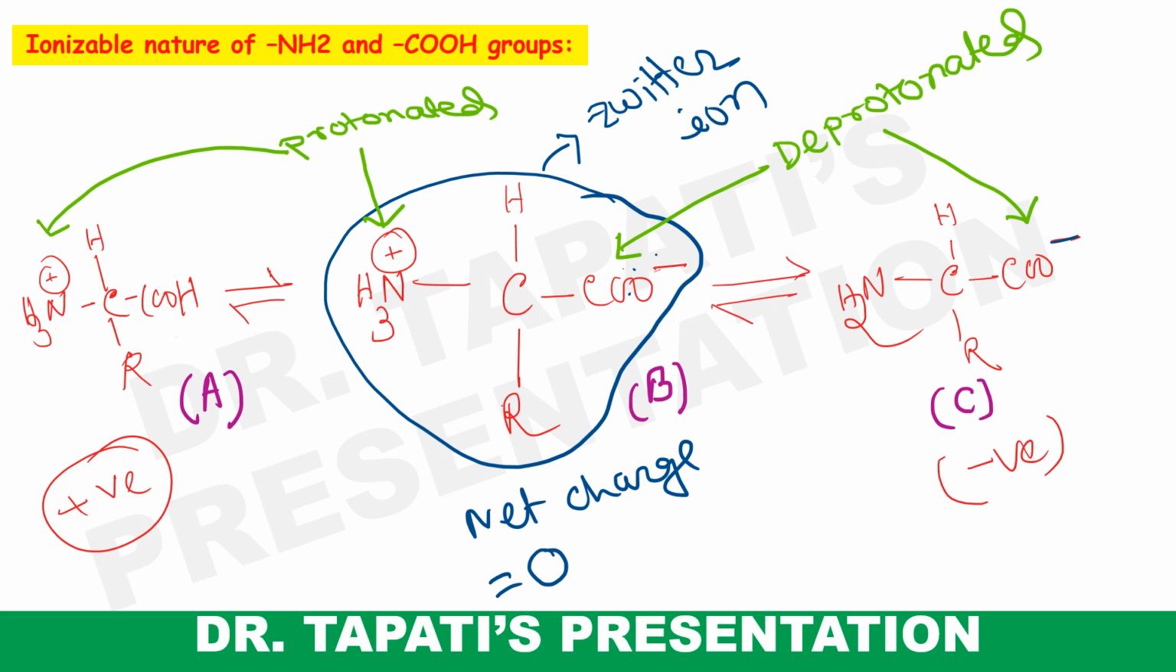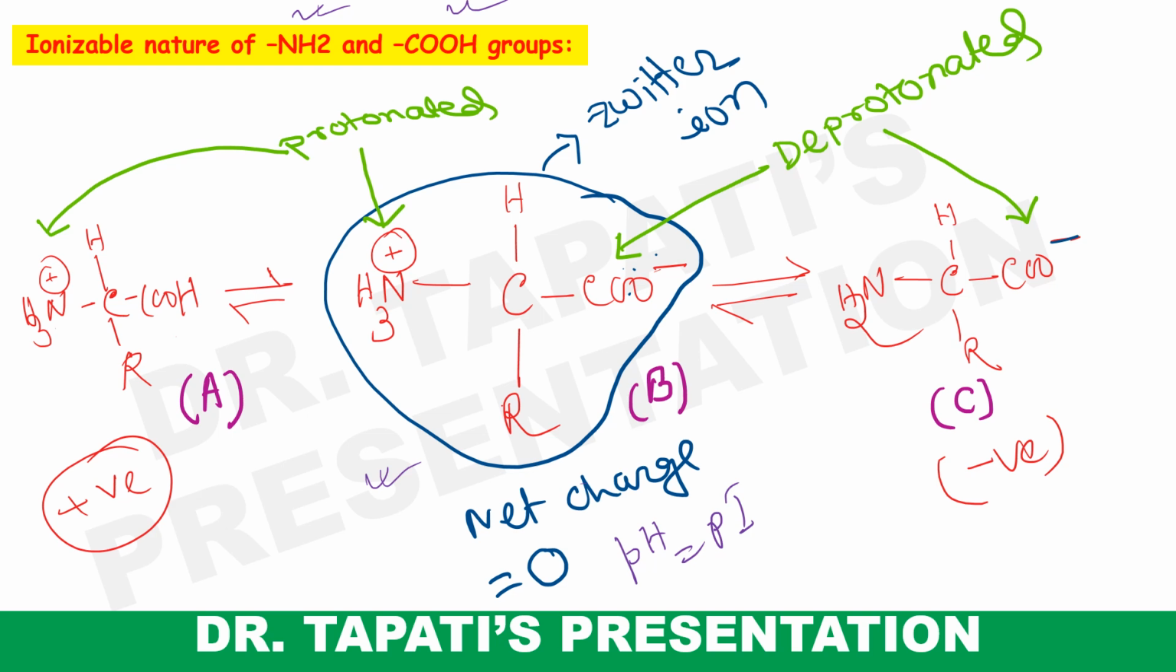A particular property of amino acids is the ionizable nature of NH2 and COOH groups. Therefore, the structure of amino acids changes in solutions of different pH. That means the charge of an amino acid varies with the pH of the media where it is dissolved. Net charge of an amino acid will be 0 when pH value is equal to pI. So pI means isoelectric point. So the isoelectric point is the pH at which the net charge of the amino acid is 0.